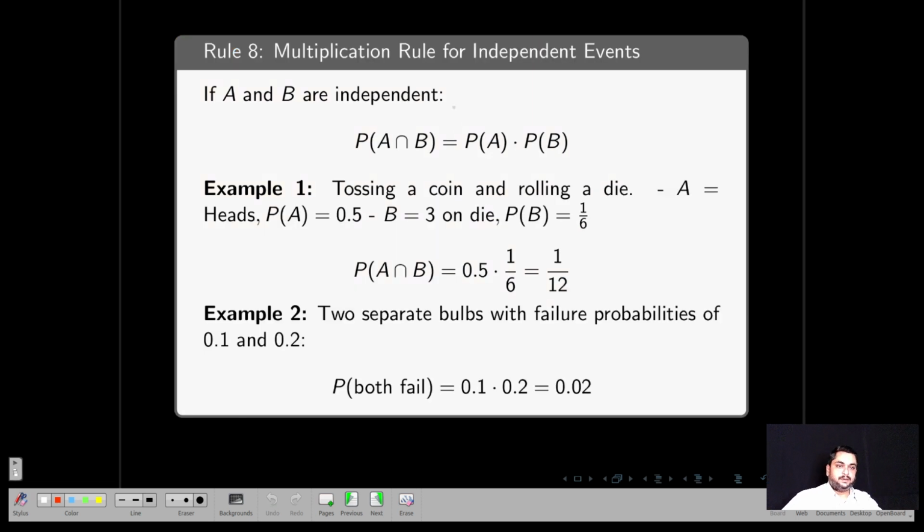Now the multiplication rule for independent events. You have already seen it. If the two events are independent, then P of A intersection B equals P of A into P of B. Same examples you have seen.